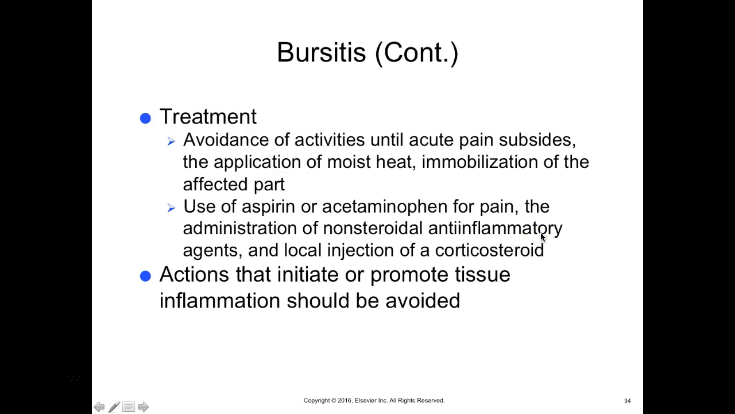All right, so treatment of bursitis: avoidance of activities until the acute pain subsides, application of moist heat, immobilization, and non-steroidal anti-inflammatory medications, or NSAIDs, like Motrin. You can also use aspirin and acetaminophen, which is Tylenol. And then for some severe cases, local injection of a corticosteroid may be used as well. Actions that initiate or promote tissue inflammation should be avoided. So whatever kind of motion increases inflammation, the patient would want to stop.